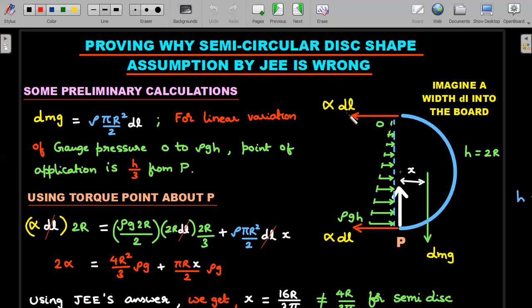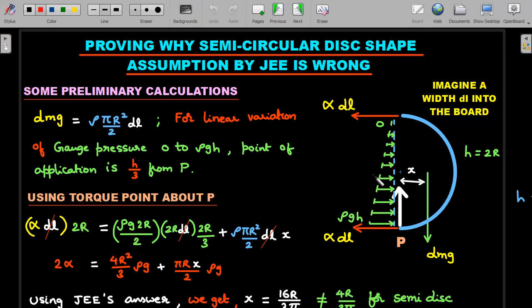So the torque of alpha dl, this rho gh distributed force, and dmg should balance to 0. To make some calculations, what is the value of DMG for this disk with a width DL? It should be density into area of the disk multiplied by the width, which is DL into the board. And for linear variation of this gauge pressure, please don't put the pressure at the midpoint. It will actually come at a distance of h by 3 from the bottom.